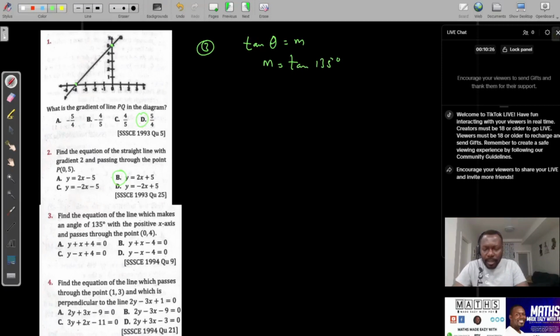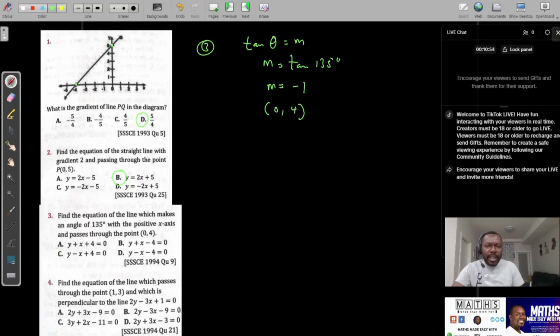So let's do that together. Tan of 135 gives us an answer of -1. Tan of 135 is -1. So our gradient is automatically -1. And remember, we've been given 1 point, and the point is (0, 4).